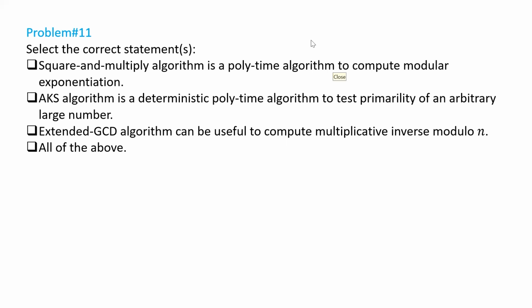One and three is correct. Yes, they are correct. Even two is also correct. Okay. So square and multiply algorithm is an efficient polytime algorithm actually to compute modular exponentiation.